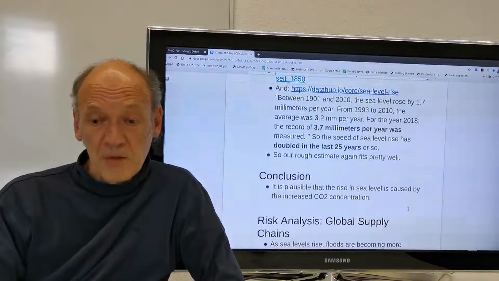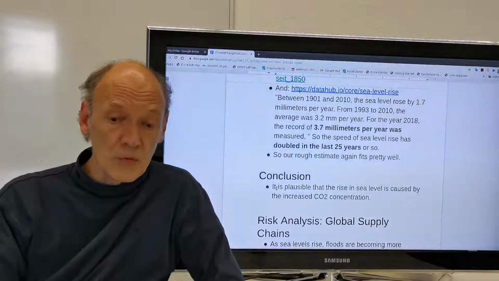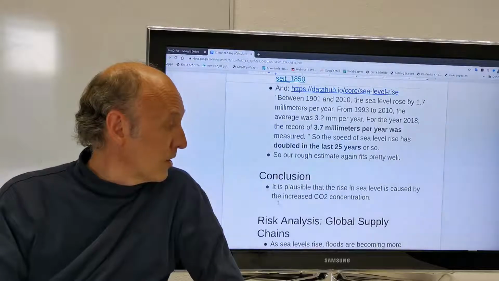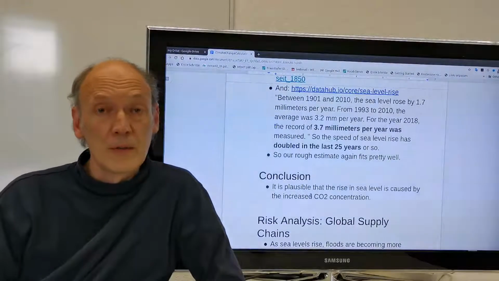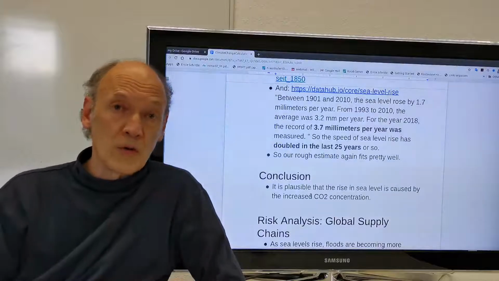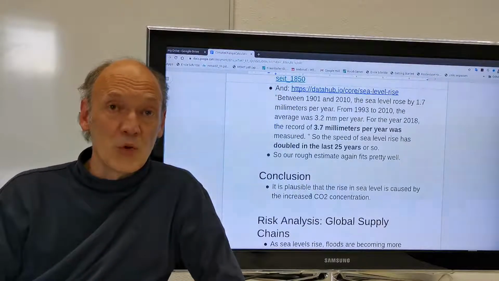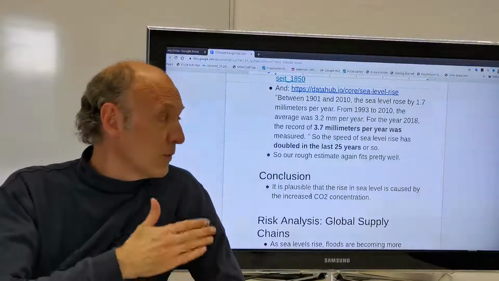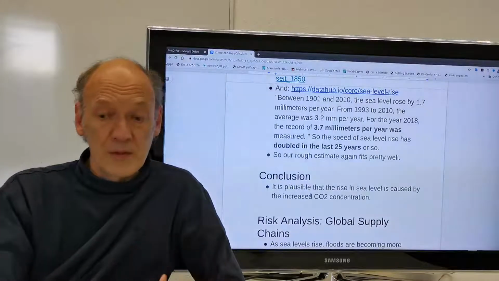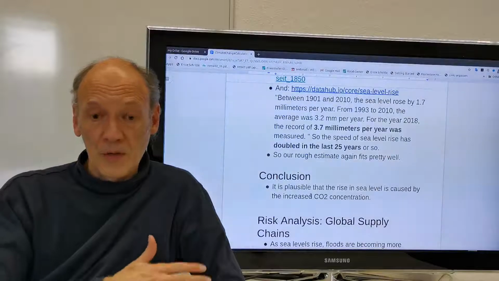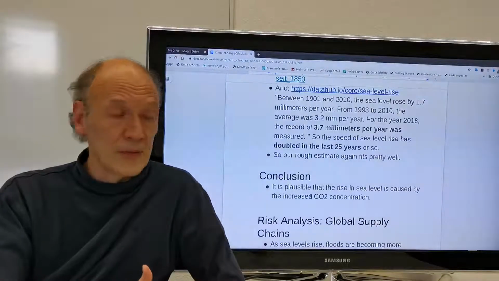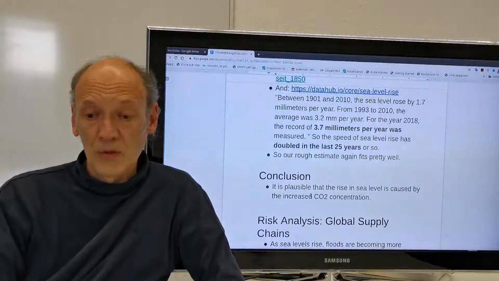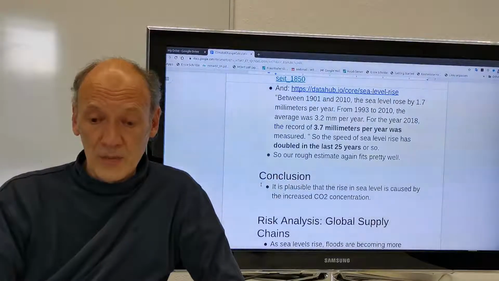And that also leads us to the conclusion that it's plausible that the rise in the sea level is caused by the increase in the CO2 concentration, which in turn is caused by humanity burning fossil fuels. Right? So now, using physics, we see cause and result. We see that our burning of fossil fuels is causing the sea level rise. This is what we now conclude from our calculation.